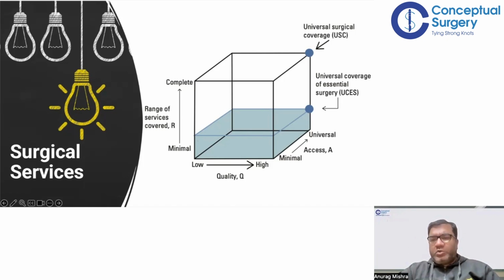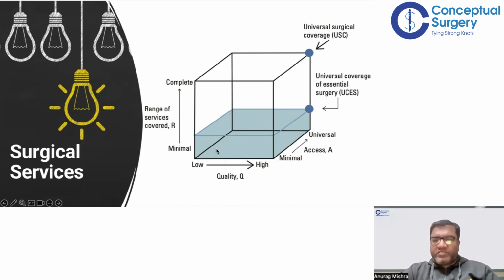So a group of people under WHO defined something called essential surgeries. Essential surgery is something which should be there in every surgical center. So that's why you can see a different dot: this is universal coverage of essential services, that these services should be available to everyone, and at a very high quality. So that is the dot which we have to achieve.